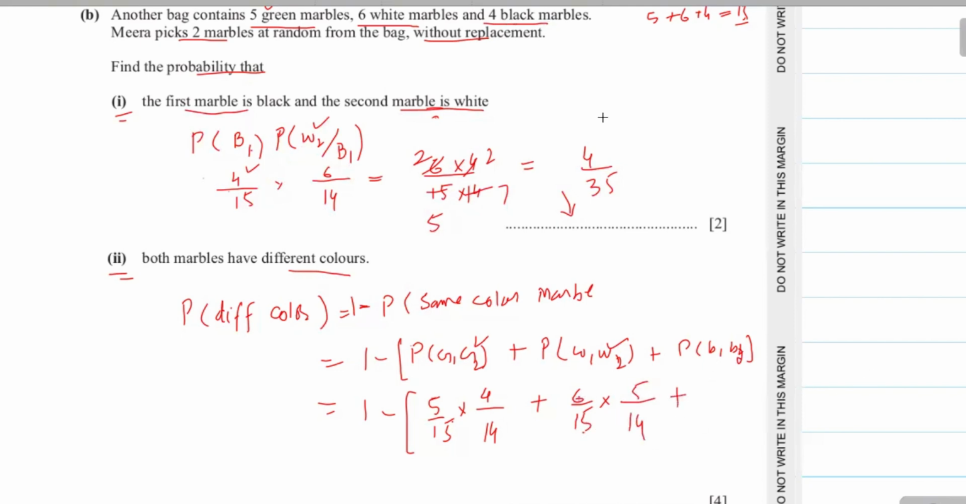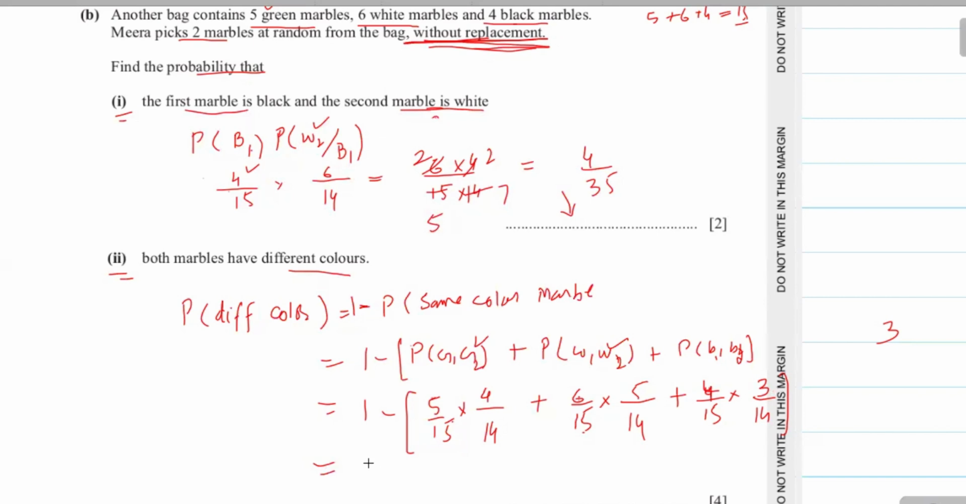Next we take black marble. This will be 4 out of 15. And the remaining black marbles will be 3 because one marble is already taken, and this will be 3 out of 14. In all these questions you should remember the marbles are taken without replacement. It means when we select one marble, the remaining marbles will be one less.